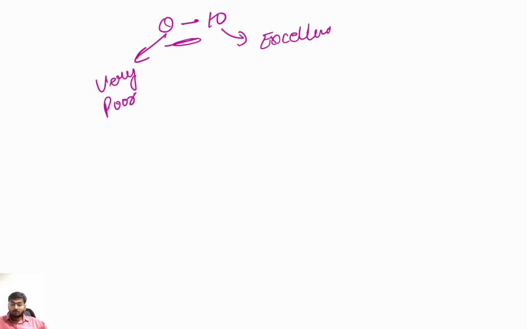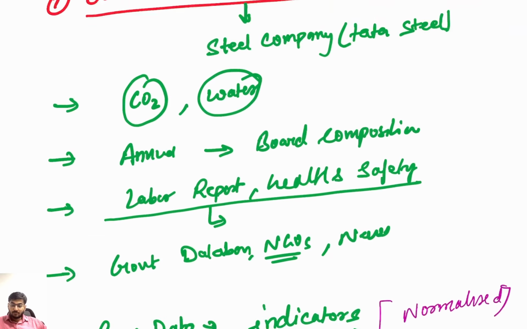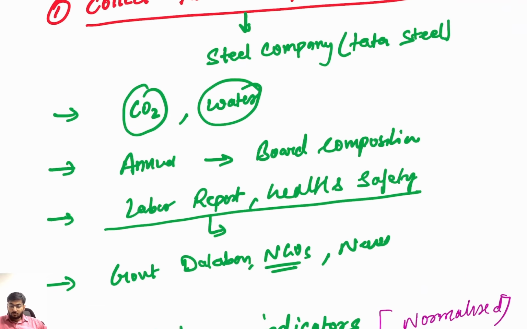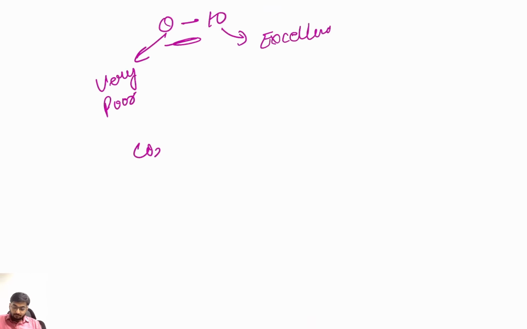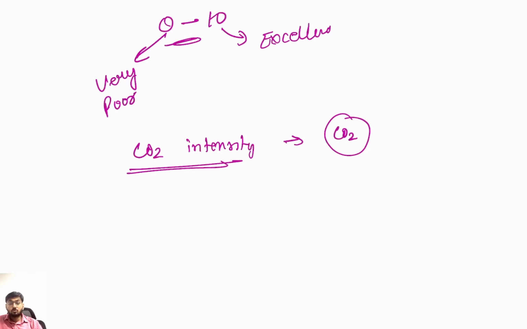So how are you going to do it? Like over here, you have the information on CO2. Clear? So if the CO2 intensity is very high, write down CO2 intensity. CO2 intensity means how much CO2 they have released. Now, released not about the total, it's CO2 released per ton of steel. Why am I writing this per ton of steel?